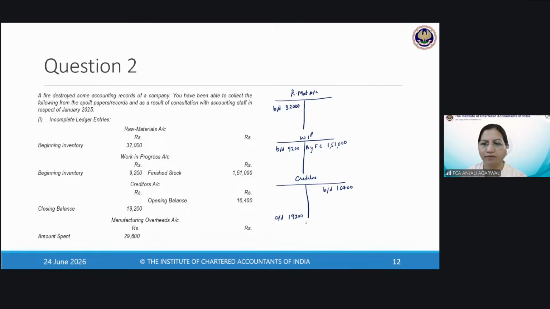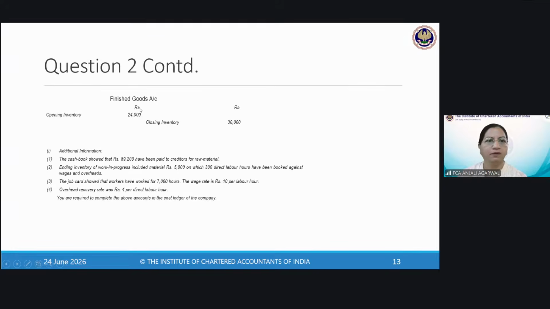You have the manufacturing overheads account, amount spent to general ledger or cost ledger control account, 29,600. I'll prepare the cost ledger control account also here, or the general ledger control account. By manufacturing overheads, 29,600. Finished goods account is also given. Opening and closing, 24,000 and 30,000.